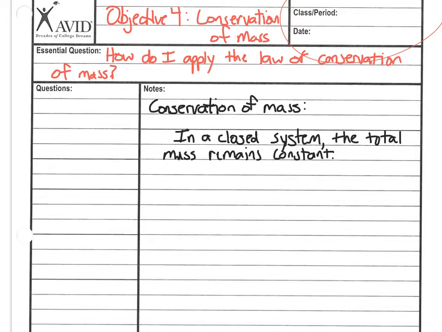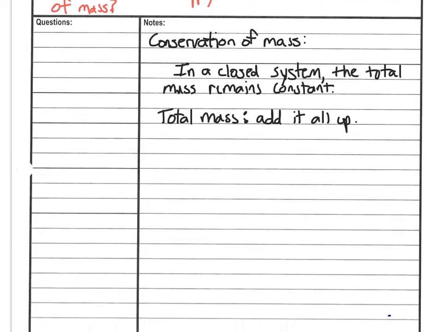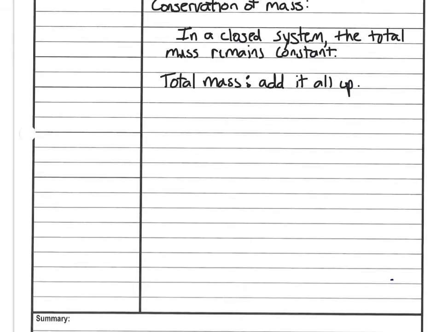So how would you find the total? How do you find the total mass? Well, you just add it all up. That's pretty easy, right? So when we're thinking about the total mass, we're saying that however much mass we had before is going to be the same as the mass we had after. So let's take a look at what that's going to look like in a couple of our lab scenarios.